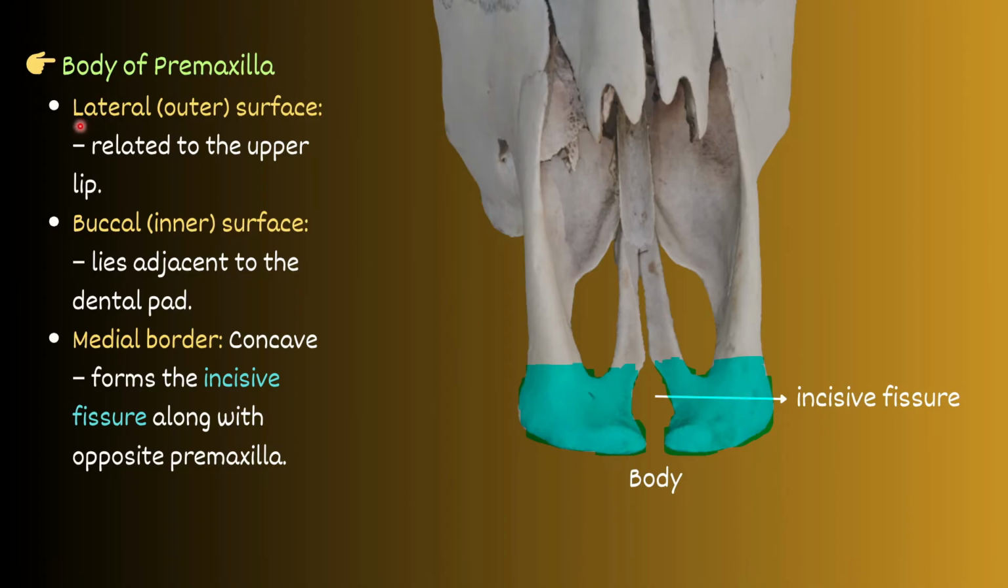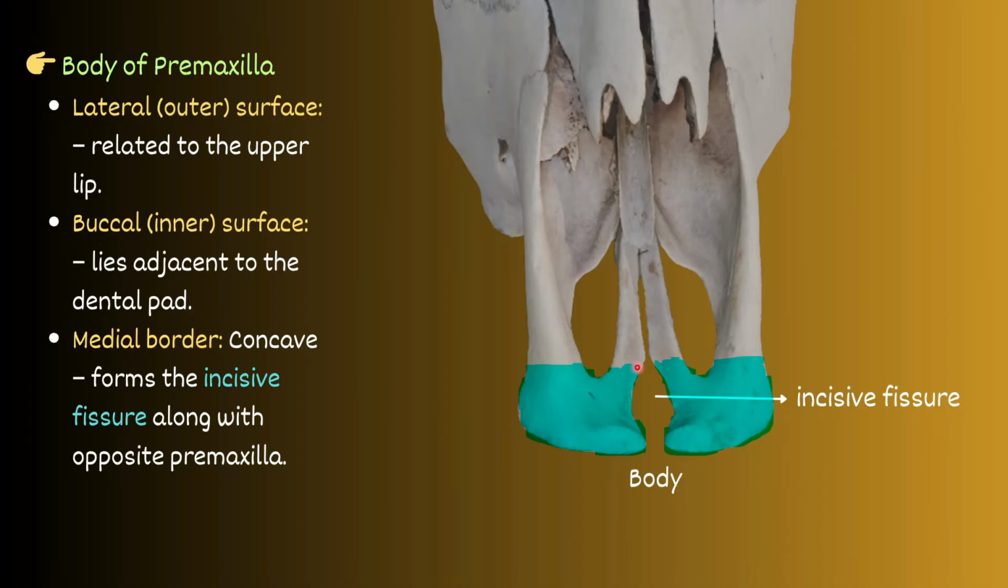Lateral or outer surface is related to the upper lip. You can see, this is the lateral or outer surface. Buccal or inner surface lies adjacent to the dental pad. That means below this you will find the buccal or inner surface that is present close to the dental pad. This point is very important.